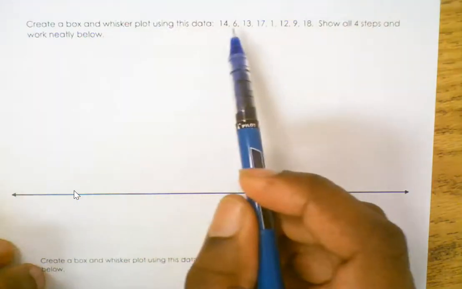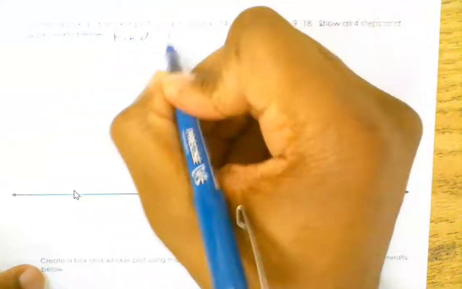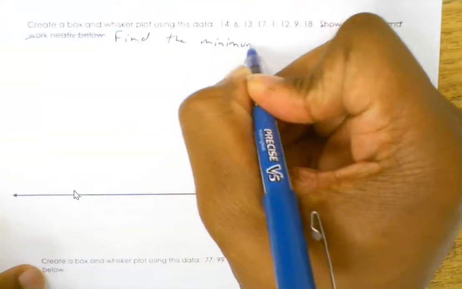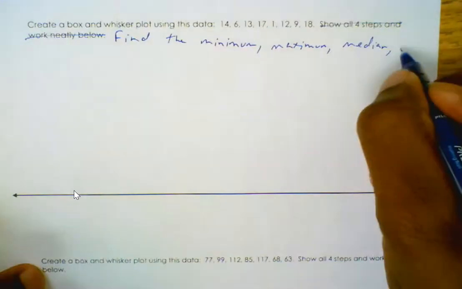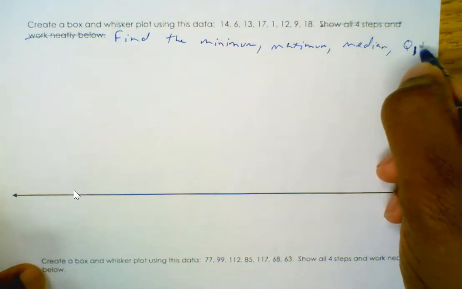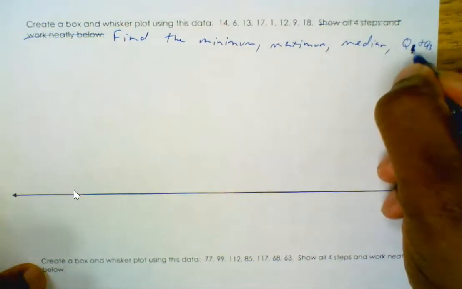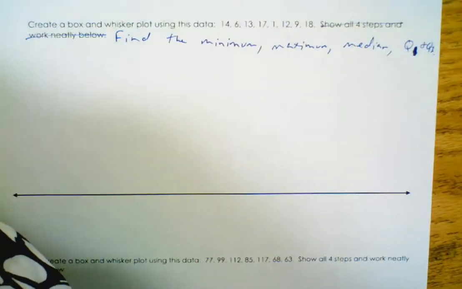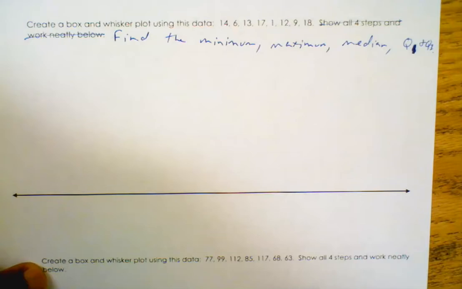All right, so looking at this one, it says create a box and whisker plot using this data. It says show all 4 steps. I'm going to change those directions to be: find the 5 number summary, which is the minimum, maximum, median, Q1 and Q3, lower quartile, upper quartile. So find those. So first, order the data.